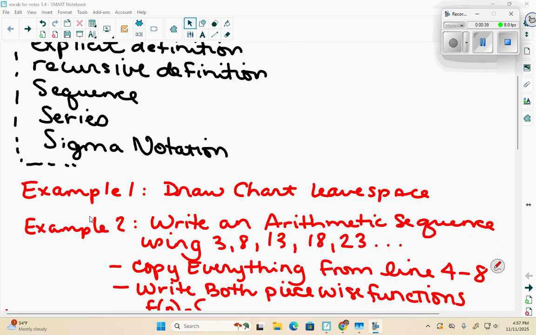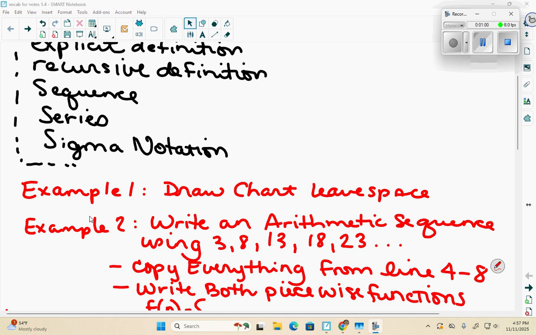Okay, so if you turn to example 1 in your book, which is on page 31, you're just going to draw the chart that has term numbers and terms. You're going to draw that chart and then leave some space off to the right side in your notebook for us just to write a couple of things.